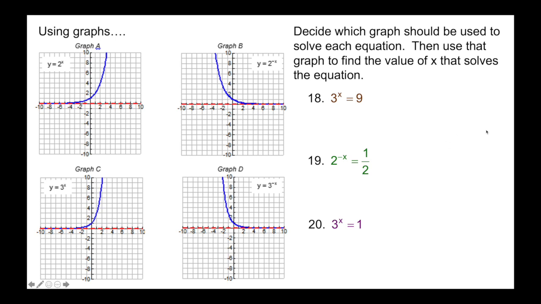For 18, I've got 3 to the x. That's going to be graph C. Now I go up to 9. I look at what it's lining up with. It's going to line up with 2, so that should be my answer. Once again, 3 squared equals 9, so I know that that's correct.